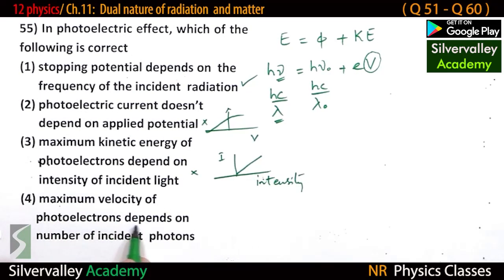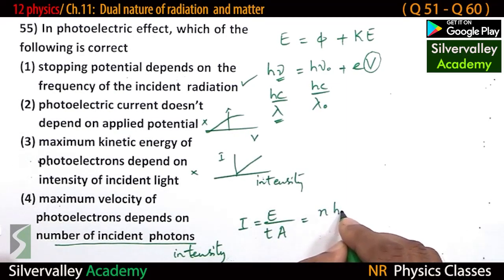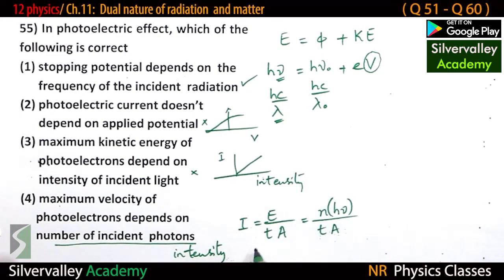Maximum velocity of photoelectrons depends on number of incident photons. Number of incident photons means intensity, isn't it? Recall, intensity is energy by time by area. Energy is number of photons times energy of each photon, by time and area. So intensity is proportional to number of photons. Number of photons affects the photoelectric current. So this statement is wrong.